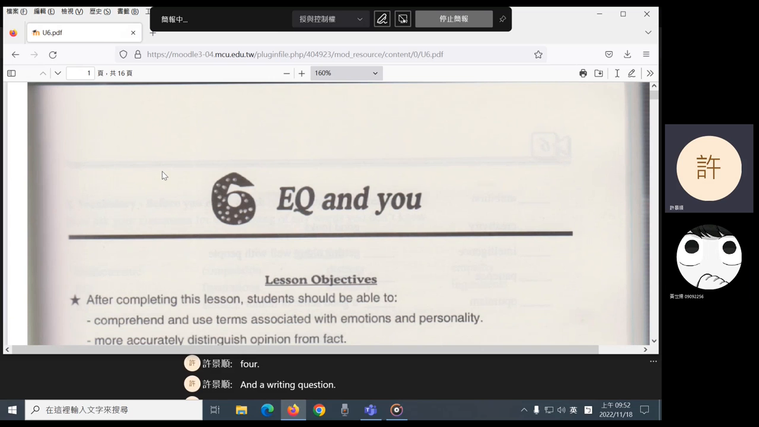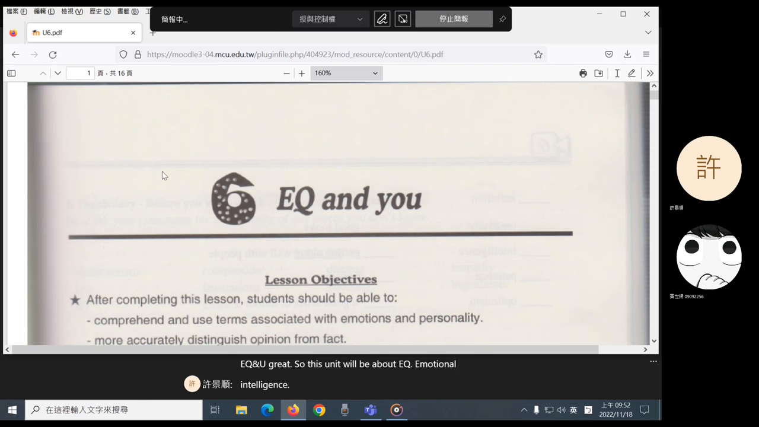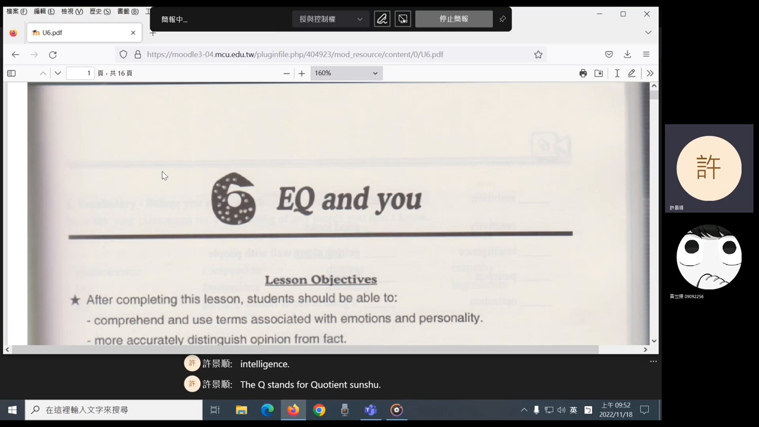EQ and U, great. So this unit will be about EQ, emotional intelligence. The Q stands for quotient, 商数, which is a word from math, right? When you do division, 在做除法的时候, because IQ and EQ both started as a kind of concept in statistics, 统计学的概念, so it's related to math.